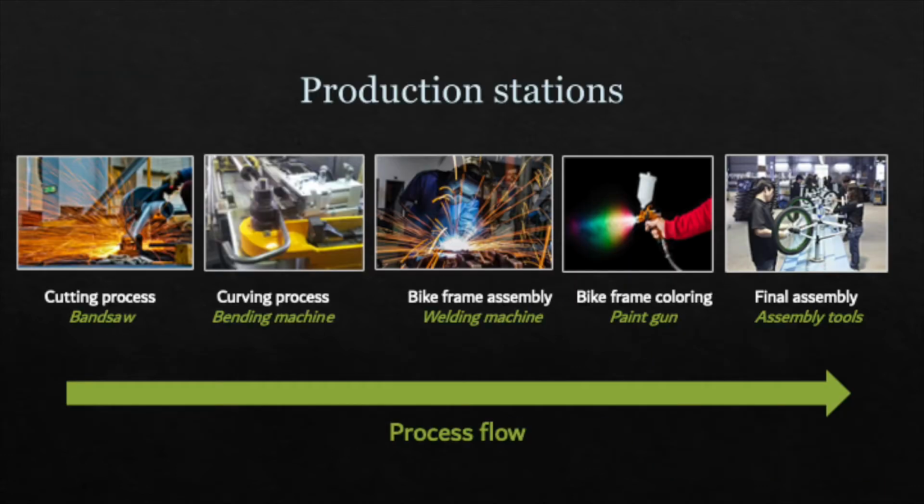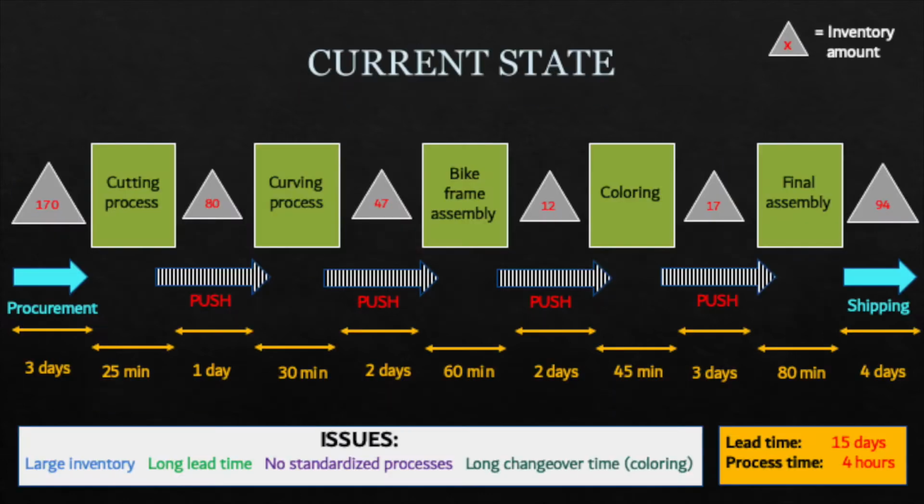In order to make this production happen, a bandsaw is used for the cutting of the metal pipes, a bending machine is used to curve the pipes, a welding machine is used to connect the pipes to a frame, a paint gun is used to color the frame, and assembly tools such as screwdrivers, pliers, etc. are used to fit the remaining parts together with the bike frame.